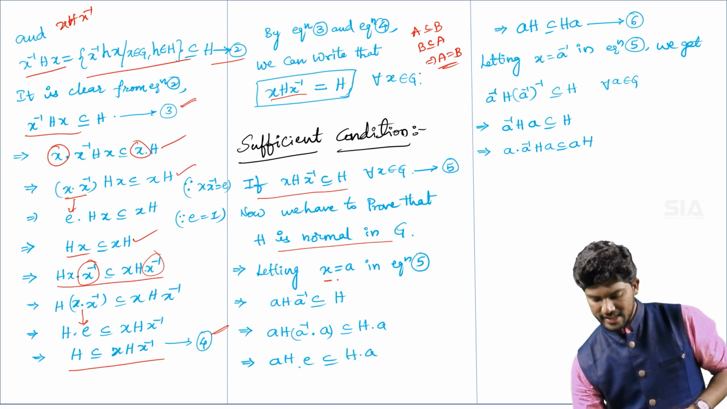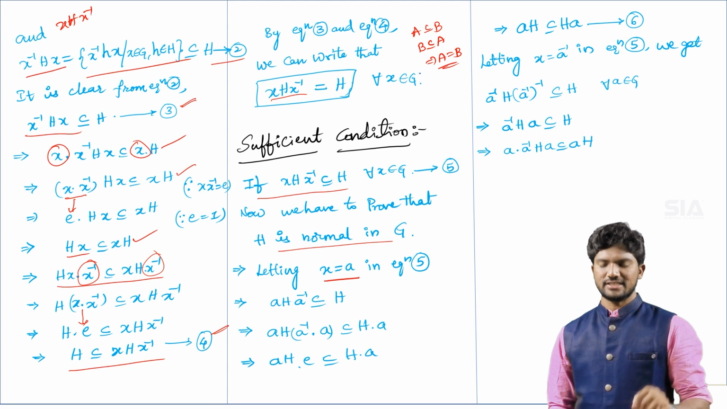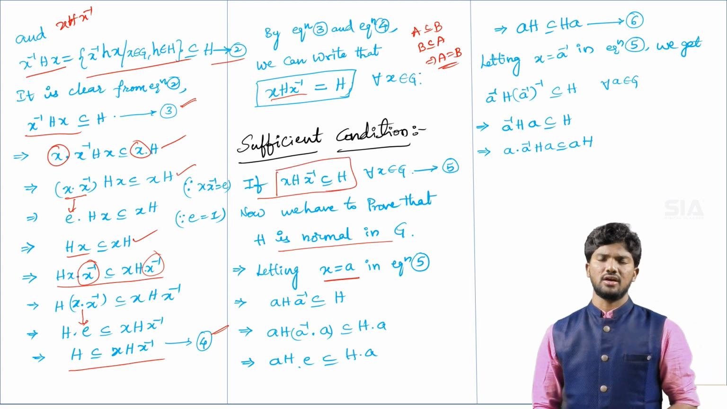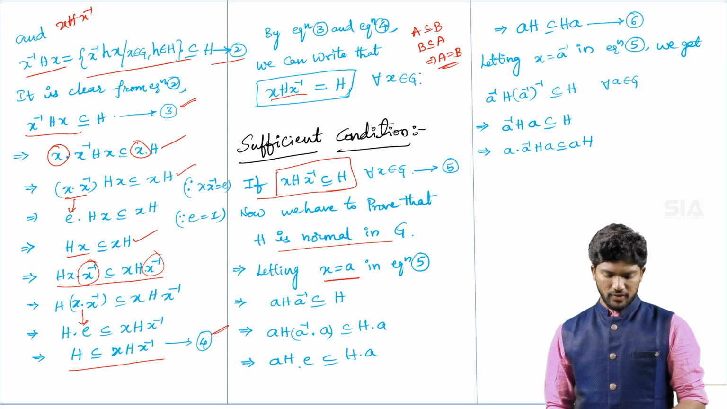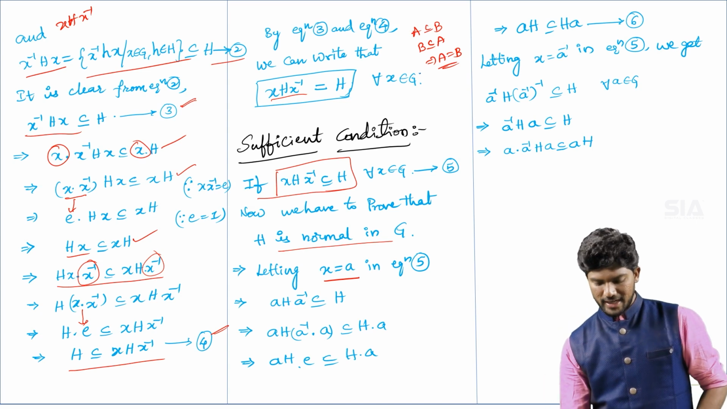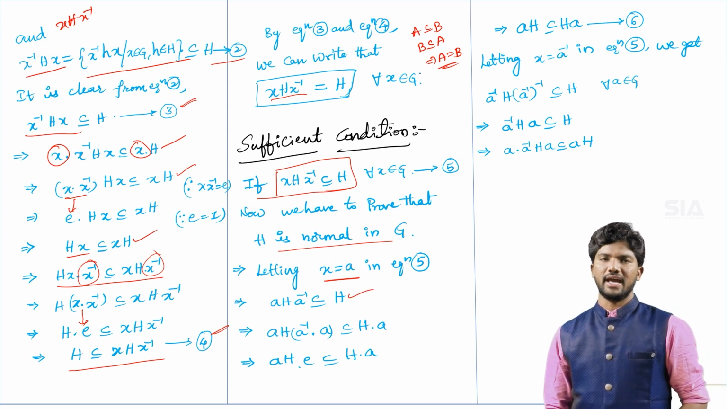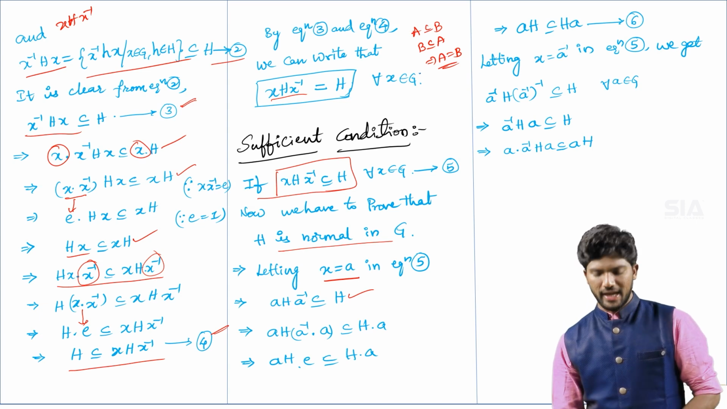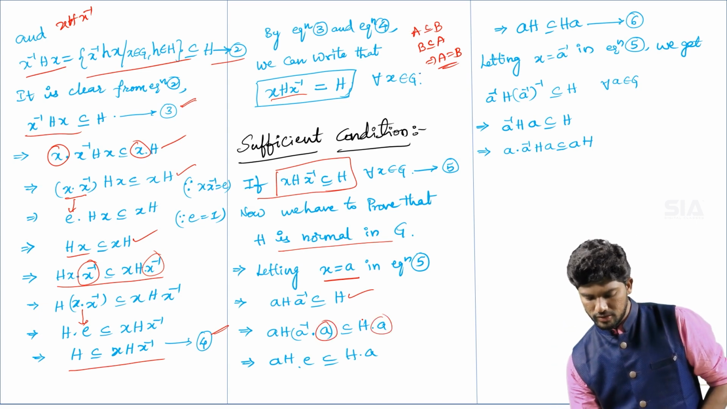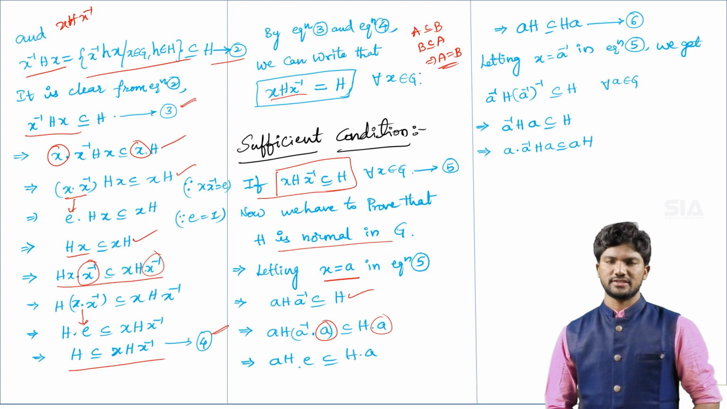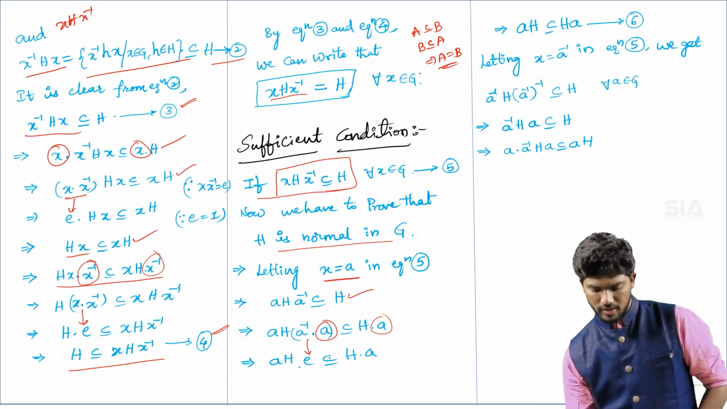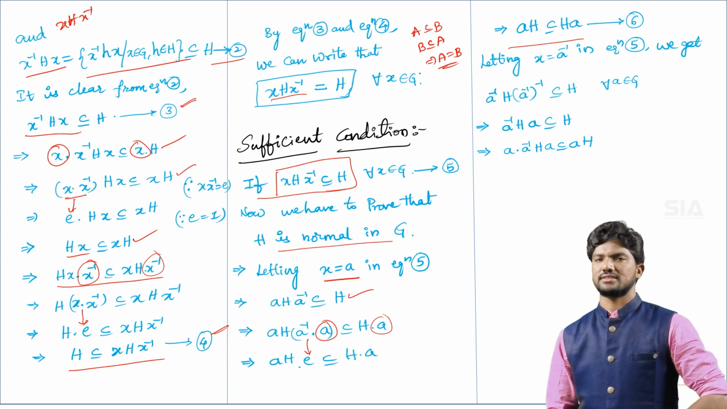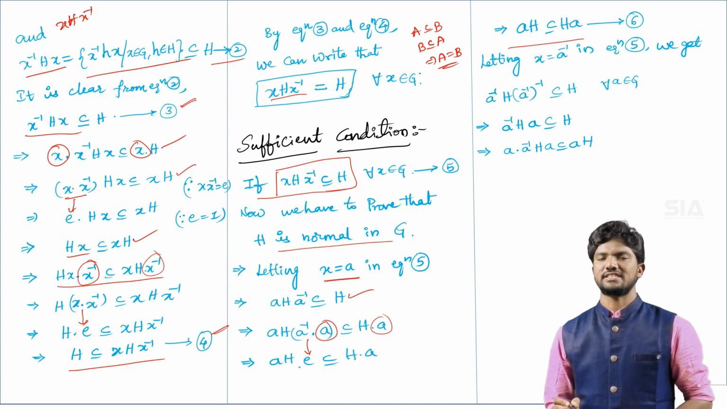To prove that H is normal, let x be equal to small a in equation number 5. This is equation number 5, or you can call it an inclusion. If you substitute x is equal to small a, it becomes aHa inverse is a subset of or equal to capital H. Again, post-multiply on both sides with small a. Then you will get the same inverse condition and the identity element. So you will get equation number 6: aH is a subset of or equal to Ha.